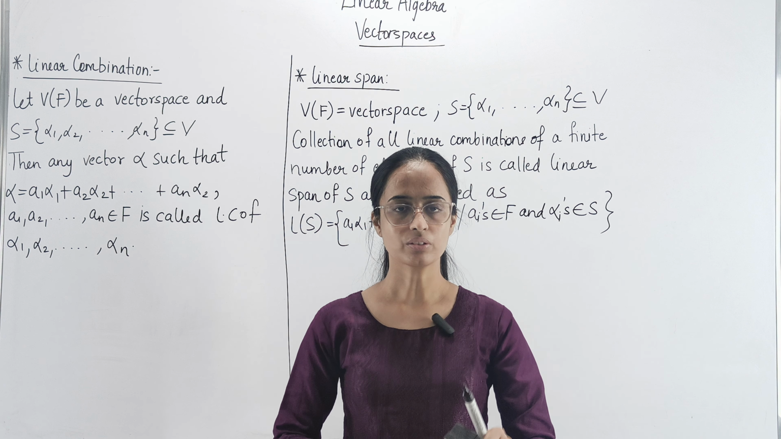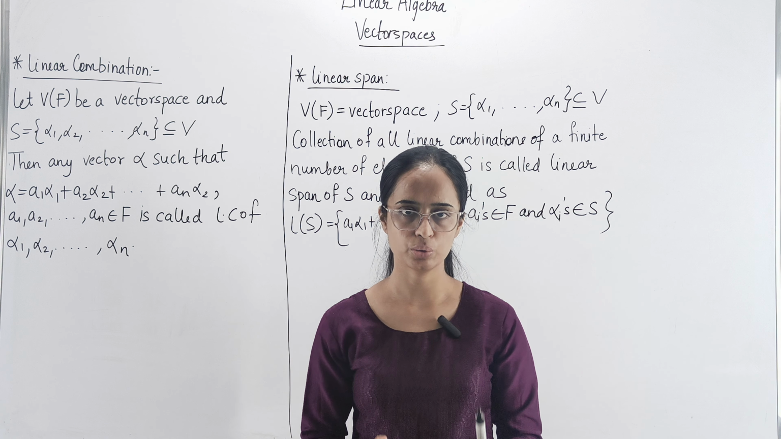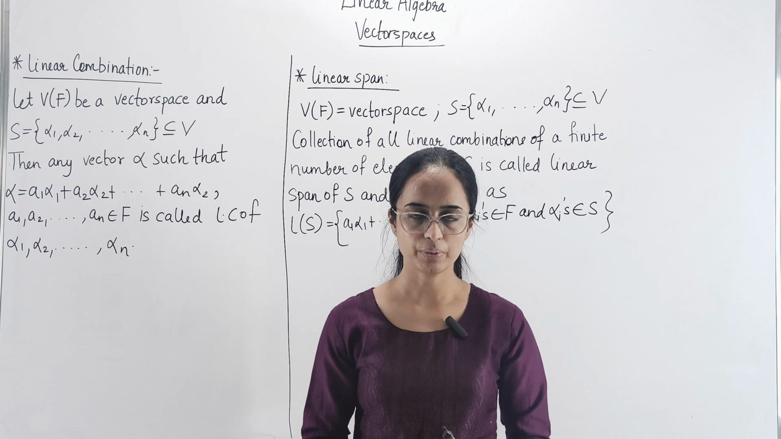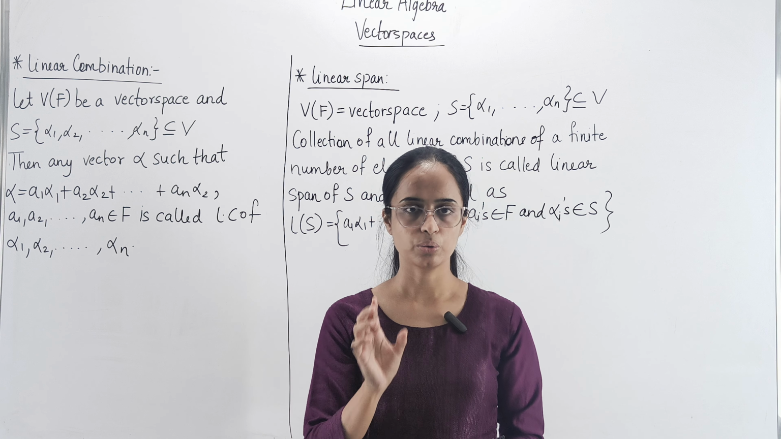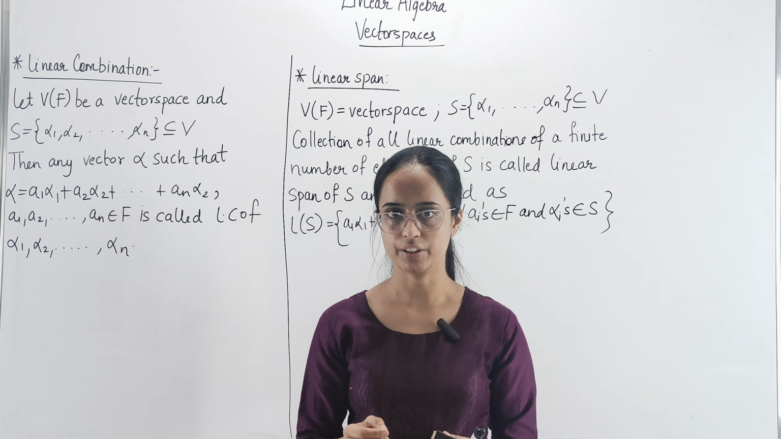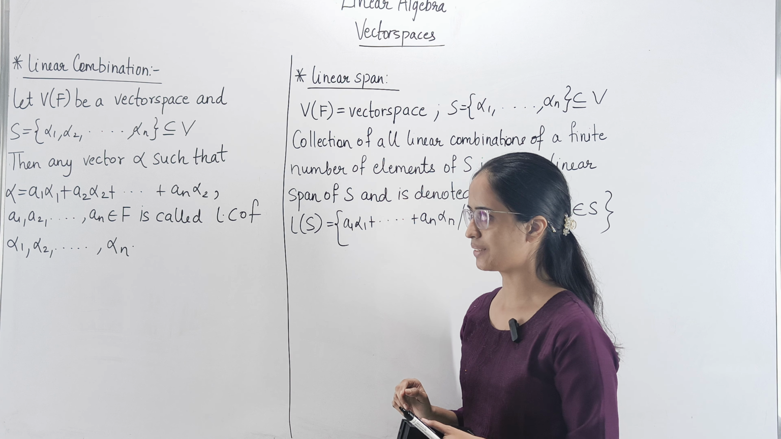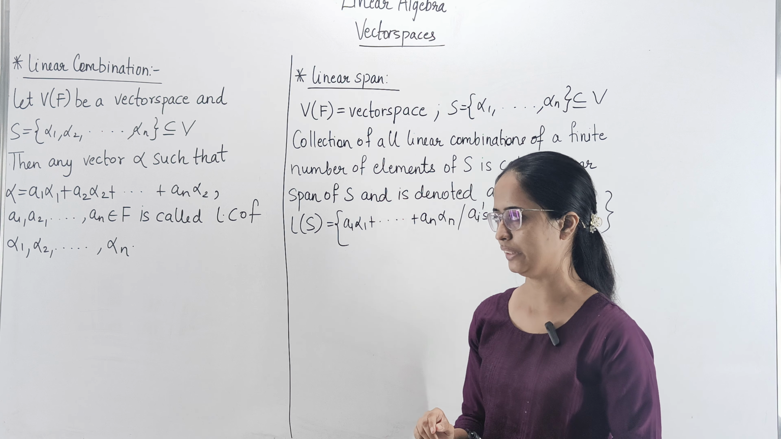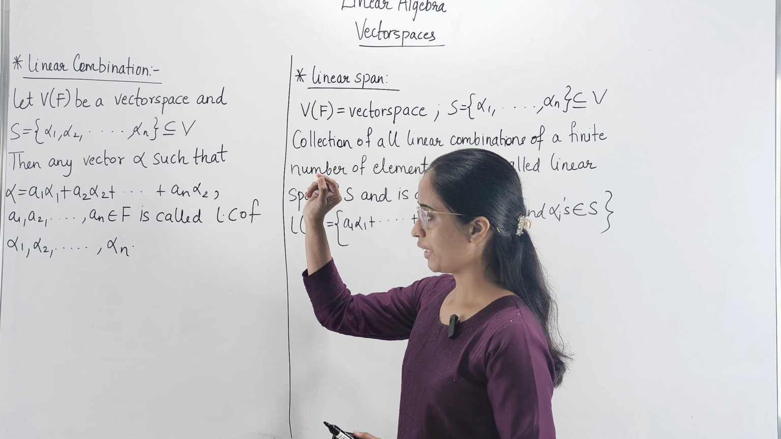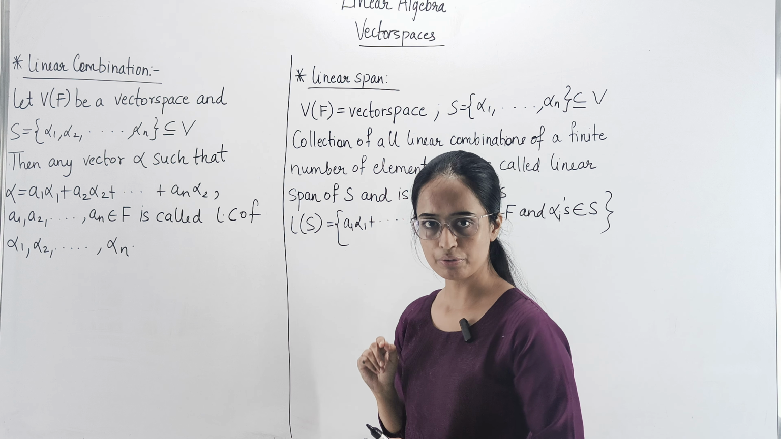Also, in today's video, we would be just learning about these two concepts, and in the next video, we would be using these two concepts to solve problems. So stay tuned. So here, if you see, the first definition that is there on the board is of the linear combination, which says that you take a vector space V over the field F.